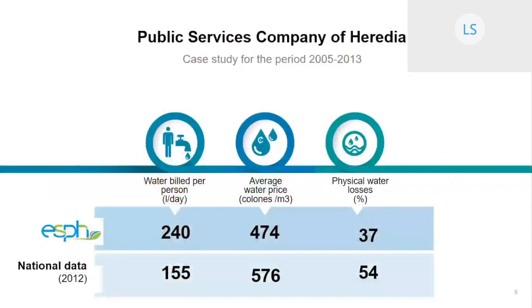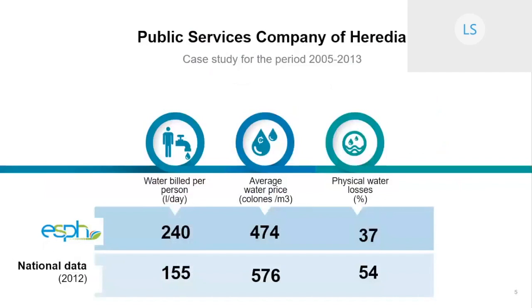Some of the main results are shown here. Some of the main indicators that we were able to develop. So we have, for example, the water bill per person in liters per day. So this is water per person per day. Comparing it to the national data, the average was 155 liters per day but the ESPH provided 240 liters per day. That's a lot more. And the interesting part is that this water was provided at a lower price than the national average. National average was 575 colones per cubic meter, while the ESPH charged 474 colones per cubic meter. So they're providing more water at a lower price.